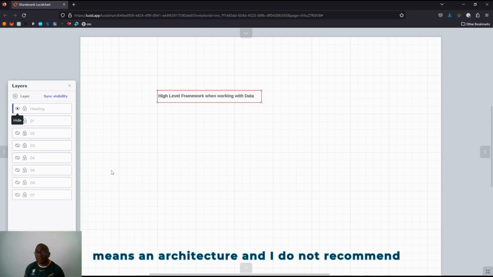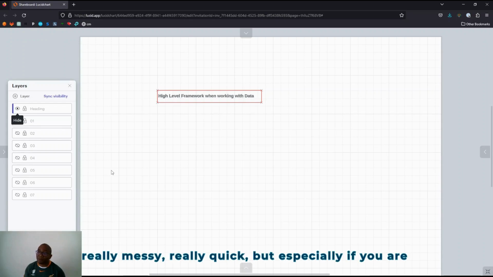This is by no means an architecture, and I do not recommend this in lieu of actually getting a hold of a data professional, because you will need someone who knows what they're doing, or else it can all get really messy really quick. But especially if you're not technical, I find that this is a really easy way to think through, how am I going to get value out of this data, and what kind of people do I need to have on board in order to actually get value out of our data.